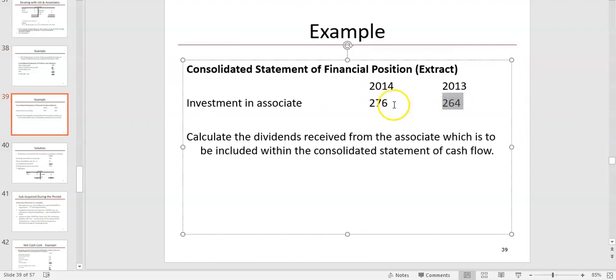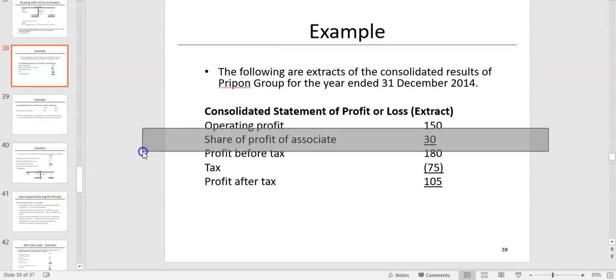You'll be given this in the question. The closing balance was 276. So we need to know, well, what's the relevant cash flow item? This 30 is not relevant for cash flows. It should not go anywhere near the statement of cash flows, and it should be stripped out when you're dealing with the indirect method for operating activities.